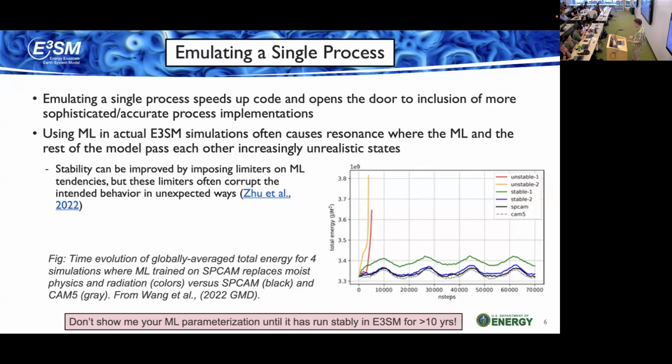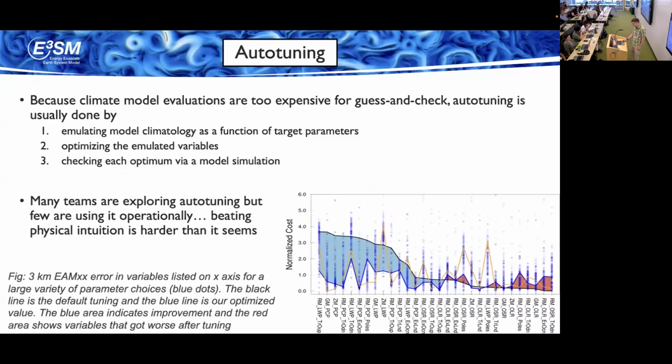And this is kind of unsurprising because remember, machine learning isn't very good at extrapolation. And so if the physical model passes your machine learning a state that's a little bit weird, it's never seen before, it's going to return back to the physical model a state that's even weirder, which then is going to cause a resonance and cause things to crash. So something to keep in mind. There are a lot of successful examples of this out there, but I have the slogan that don't show me your machine learning parameterization until you run it stably in a climate model for a while, because otherwise it's probably not practically useful.